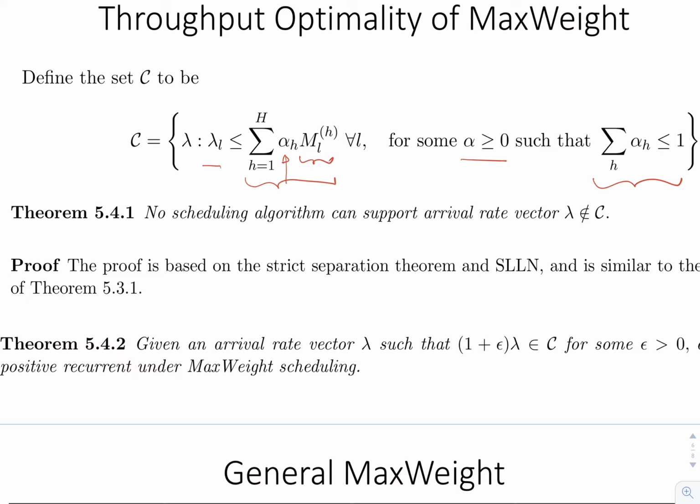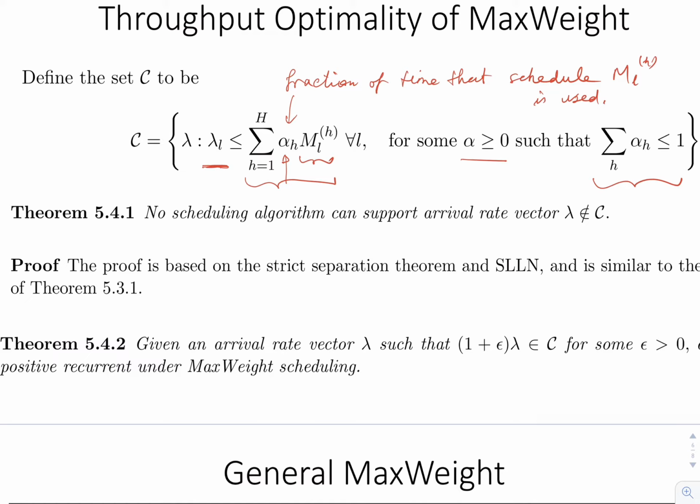So what does this mean operationally, intuitively? Intuitively, lambda h corresponds to the fraction of time that the schedule m superscript h is used. I'm free to use any matching for any fraction of time, provided that the fractions of time do not exceed 1, of course. And let C be the region of lambdas such that the lambdas do not exceed these sums.